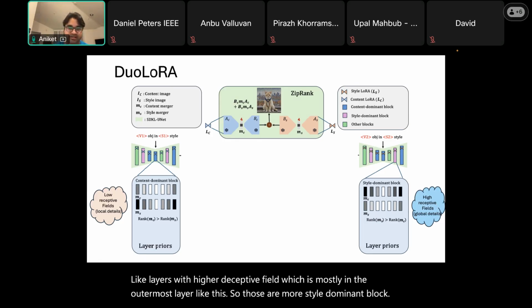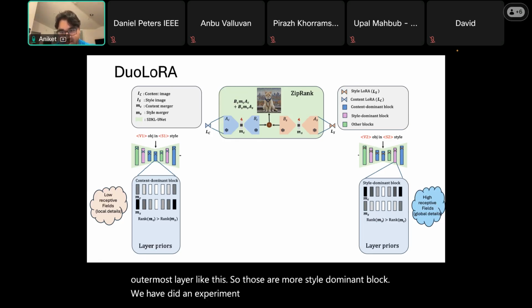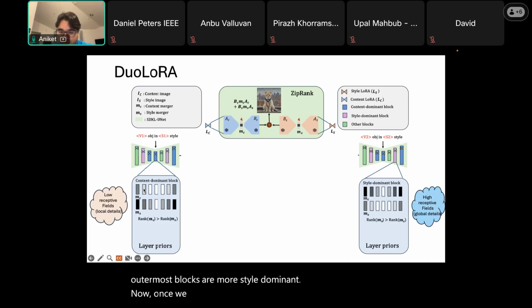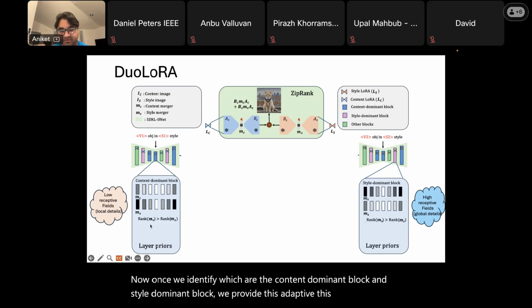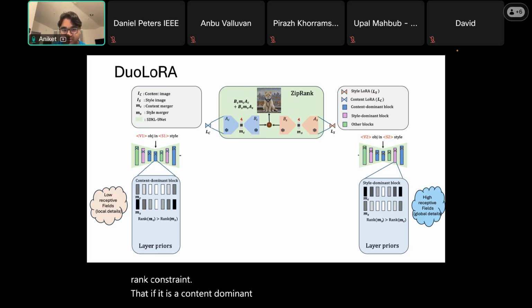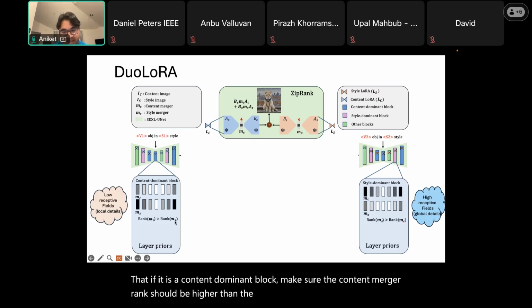We ran an experiment to verify this, and it shows that the innermost blocks are more content dominant and the outermost blocks are more style dominant. Now, once we identify which are the content dominant blocks and style dominant blocks, we provide this explicit rank constraint: if it is a content dominant block, make sure the content merger rank is higher than the style merger, and vice versa for the style dominant block.